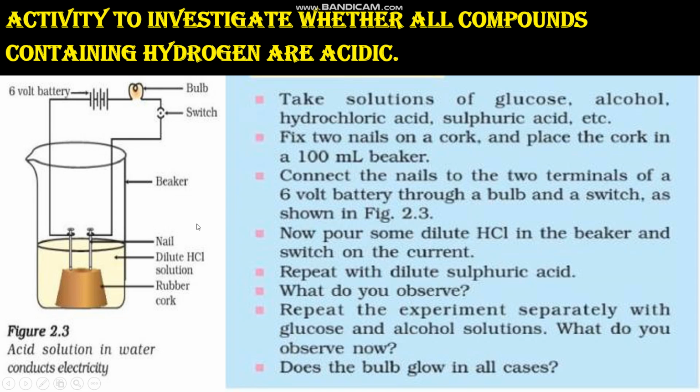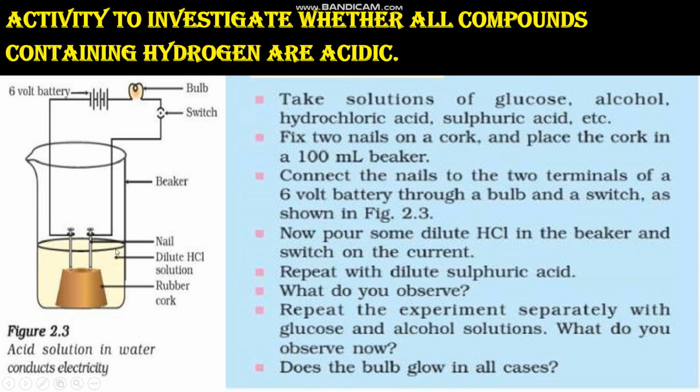Now pour some solutions. Which solutions have we taken? Glucose, alcohol, hydrochloric acid, sulfuric acid. Now pour some dilute hydrochloric acid in the beaker and switch on the current. We have to observe whether the bulb glows or not. Then pour the sulfuric acid and do the experiment the same way. There also we have to observe whether the bulb glows or not. Now repeat the experiment separately with glucose and alcohol solutions also.